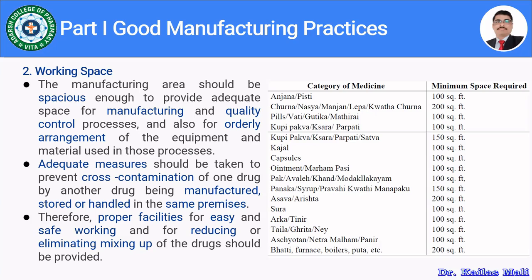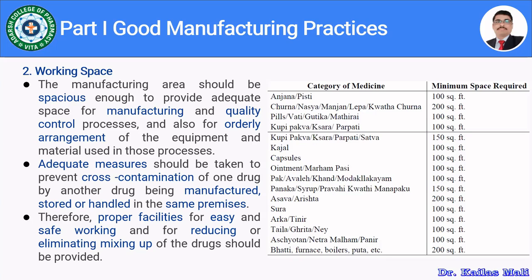Then the Panaka syrup, Pravai, Kwati, Manapaku, 150 square feet. Then Asava Arista, 200 square feet. Sura, 100 square feet. Arka Tinir, 100 square feet. Taila Grita Ney, 100 square feet. Then Ashotan, Netra, Marham, Paneer, 100 square feet. Then Bhatti, furnace, boiler, Putta, etc., 200 square feet.